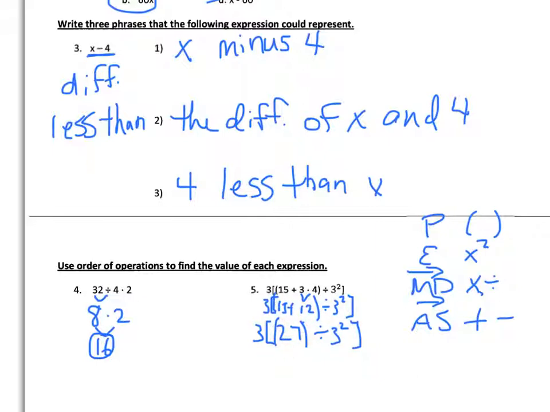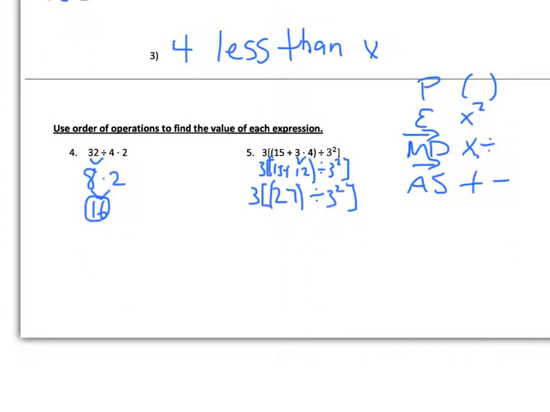But let's move this up. Okay, I can go ahead and simplify my 3 squared. That does not mean 3 times 2, that means 3 times 3. So 3 squared is 9.